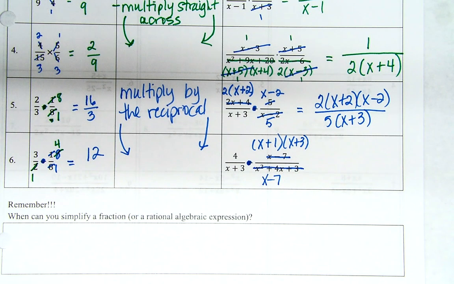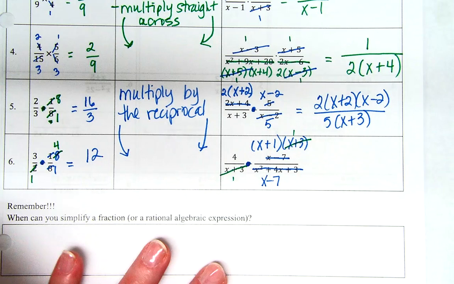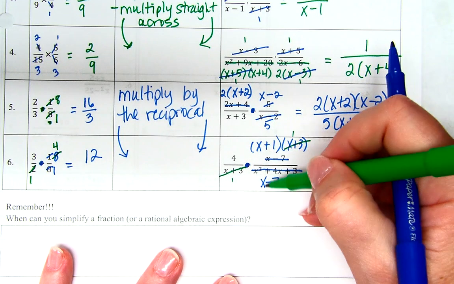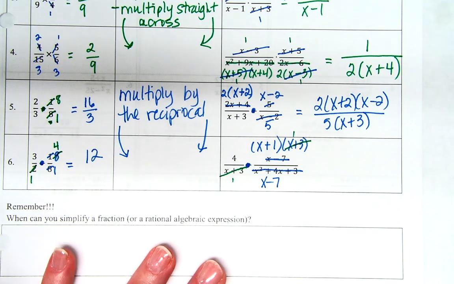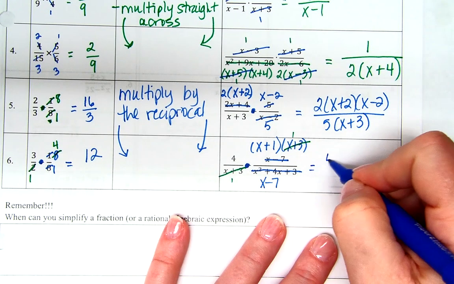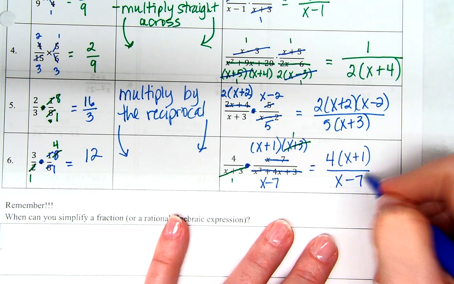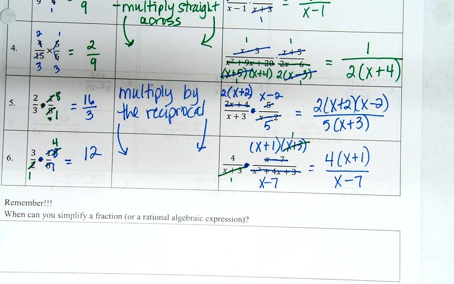Now, is there anything I can simplify? X plus 3 and x plus 3. Is there anything else I can simplify? These x's? Can I cross out these x's? Are you positive? Very good. What's left? Now can I cross out these x's? No, still not, right? Questions? You good?